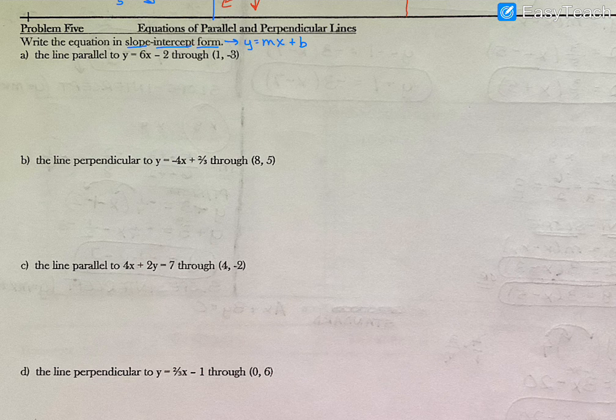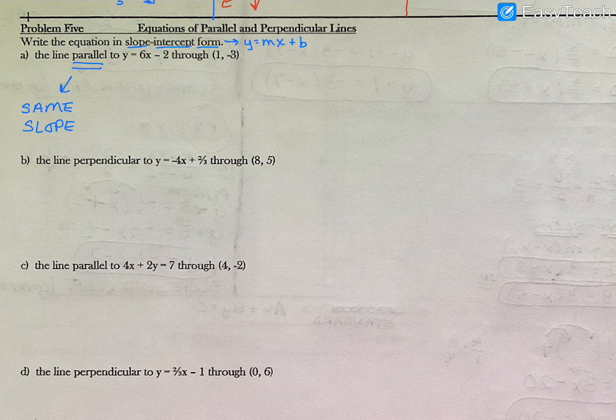Example A says we want to write an equation parallel to y equals 6x minus 2 through the point (1, negative 3). First of all, big thing is we have to know what it means for lines to be parallel. Parallel lines have what kind of slopes? They have the same slope. So if you know the slope of one line, you know the slope of its parallel line. So right there, big deal. Parallel lines, same slopes.